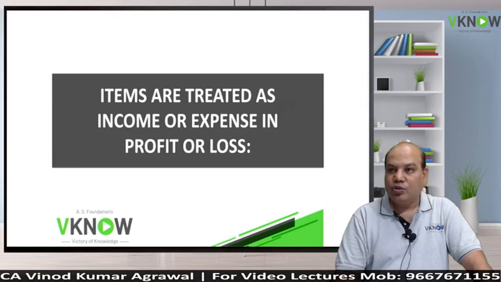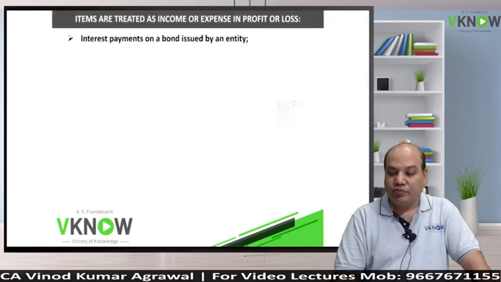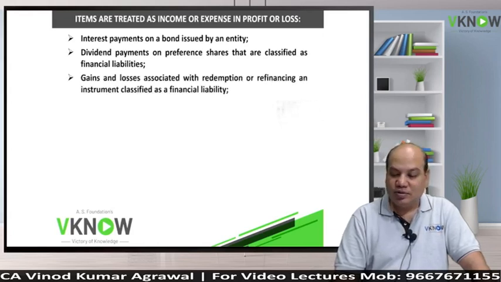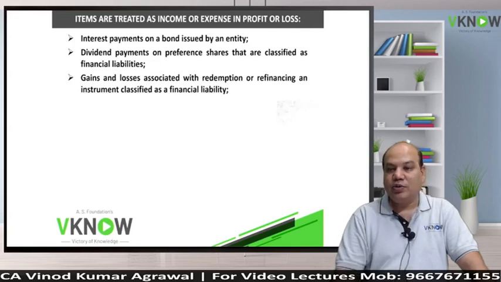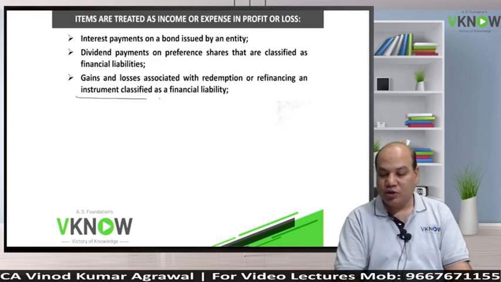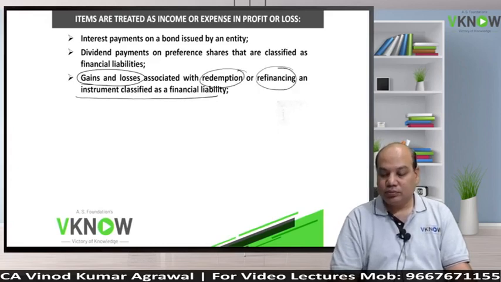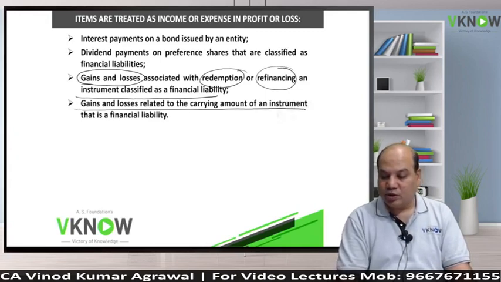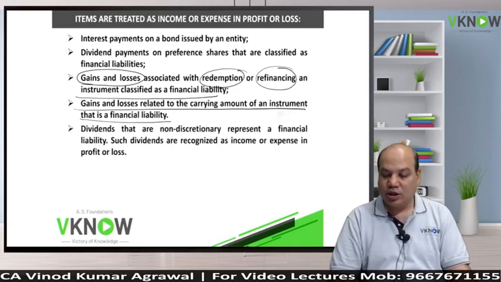And again, paragraph 22 is a small repetition only. Items which are treated as income or expense in the P&L account. For example, interest payment on a bond issued by the entity. Underline and remember, dividend payment on a preference share, when classified as a financial liability, is an expense. Gain and loss associated with redemption or refinancing of an instrument classified as a financial liability: any profit or loss on redemption or refinancing will be transferred to the P&L account. And then we will see gain and loss relating to the carrying amount of an instrument which is a financial liability.